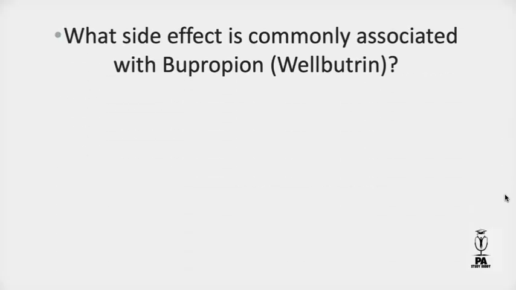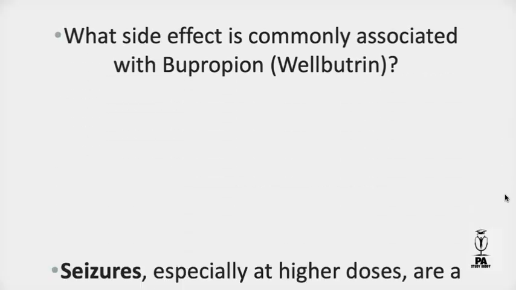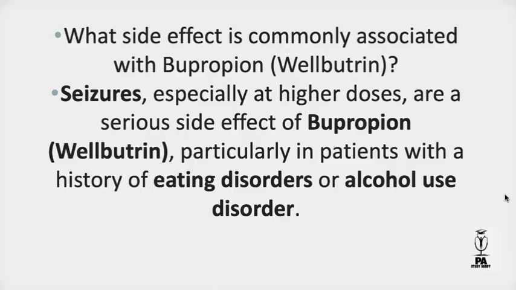What side effect is commonly associated with Wellbutrin? The common side effect is seizure. Wellbutrin decreases the seizure threshold, especially at higher doses, and this is particularly true in patients with a history of eating disorder and alcohol use disorder. So if they tell you in the question stem that this is a patient with bulimia, or there's an alcoholic in the stem, and they're asking which of the following medications should be avoided in this patient when treating their depression, you should pick Wellbutrin because it decreases the seizure threshold.